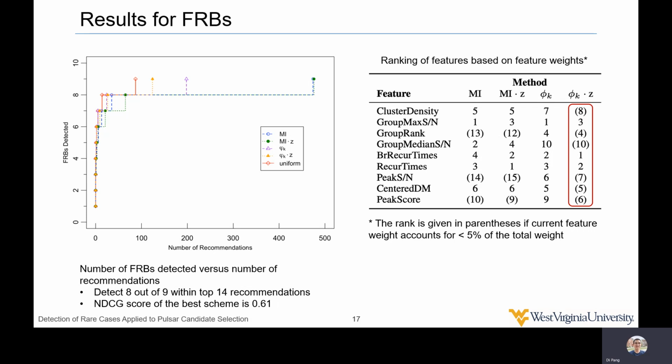Similarly, we present the ranking of features by their weights. Although uniform weighting turned out to be the best, the second best weighting scheme, also phi k times z, also correctly assigns most weight to features that separate FRBs from regular pulses, such as the number of bright pulses detected, maximum SNR, etc.